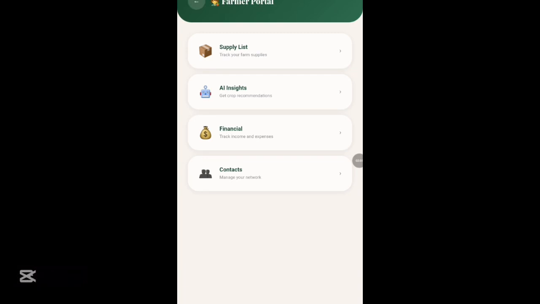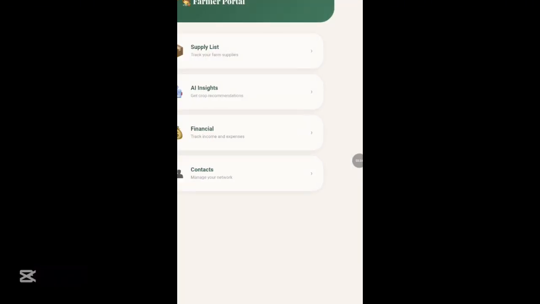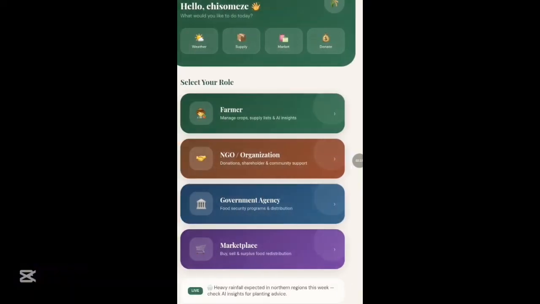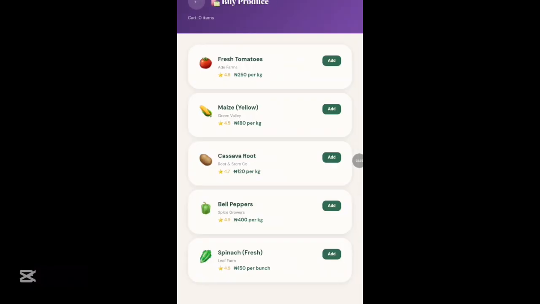So this is the contacts, my networks, the people that I have, maybe my supplier, my buyer, the agent that is the middleman for the food surplus redistribution. So I'm going to go back. This is the marketplace. Basically, as I said earlier, I could buy from here.